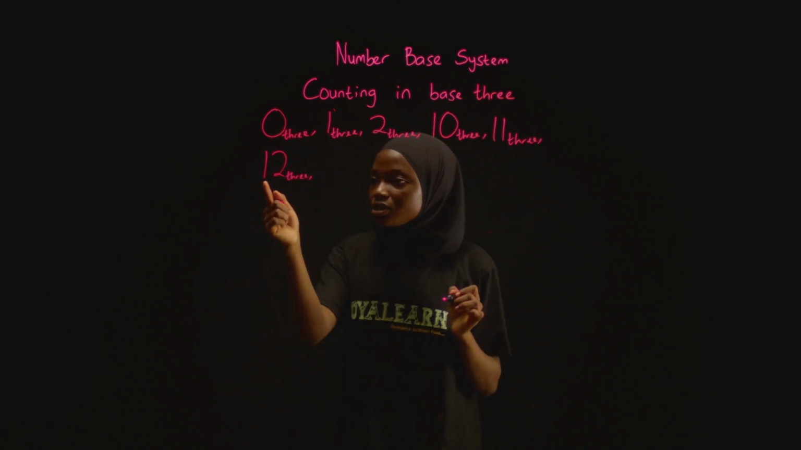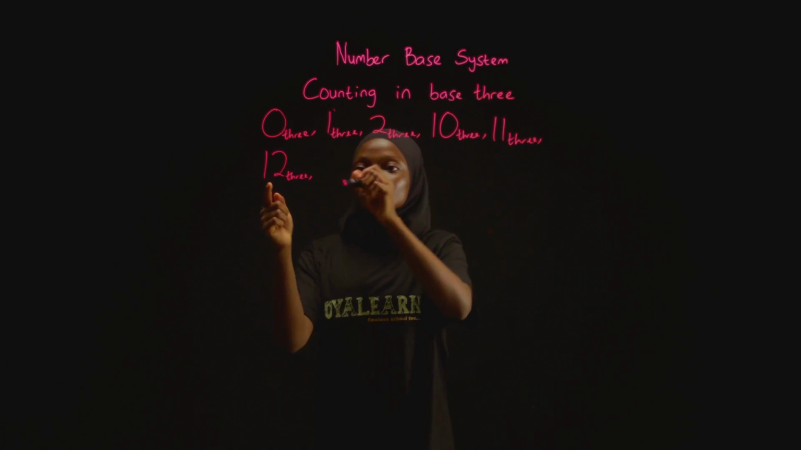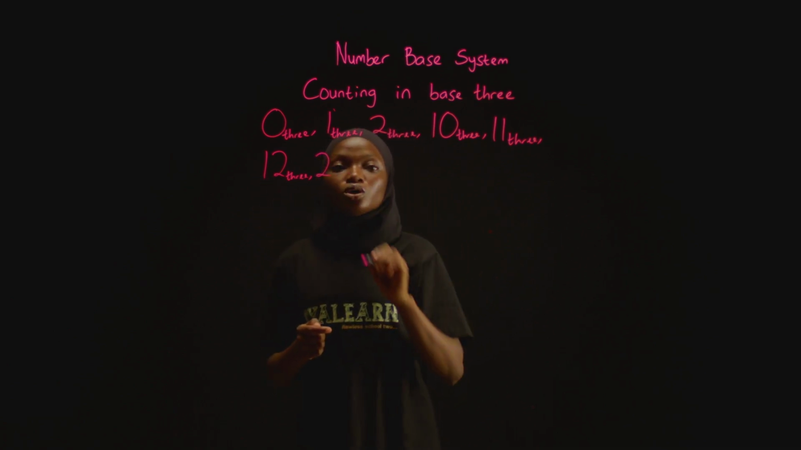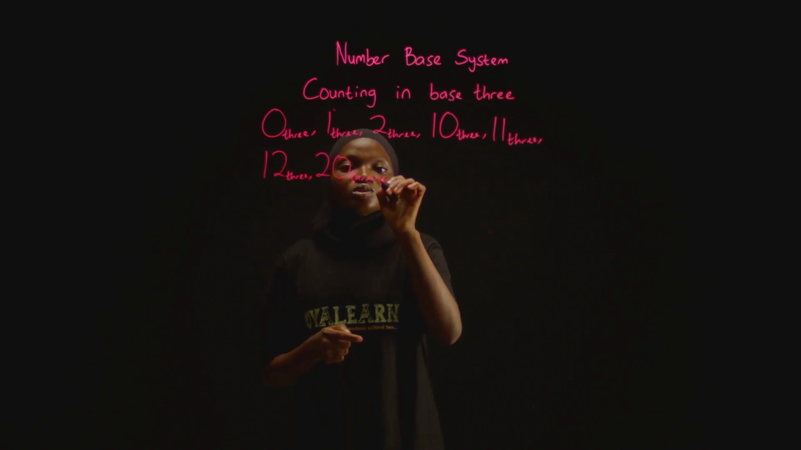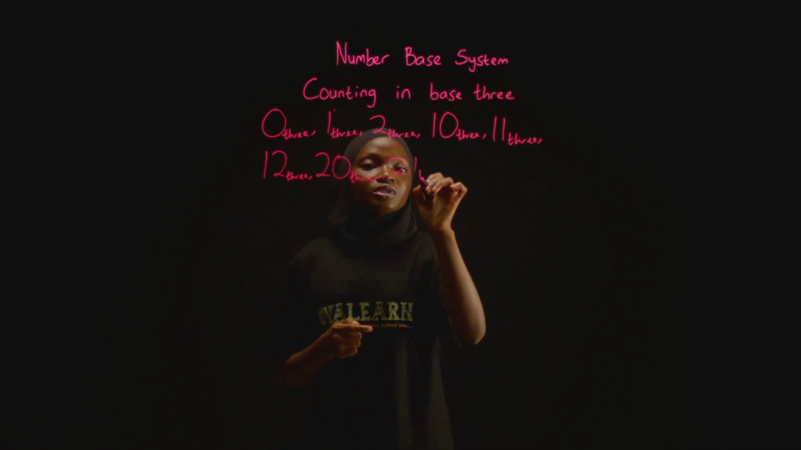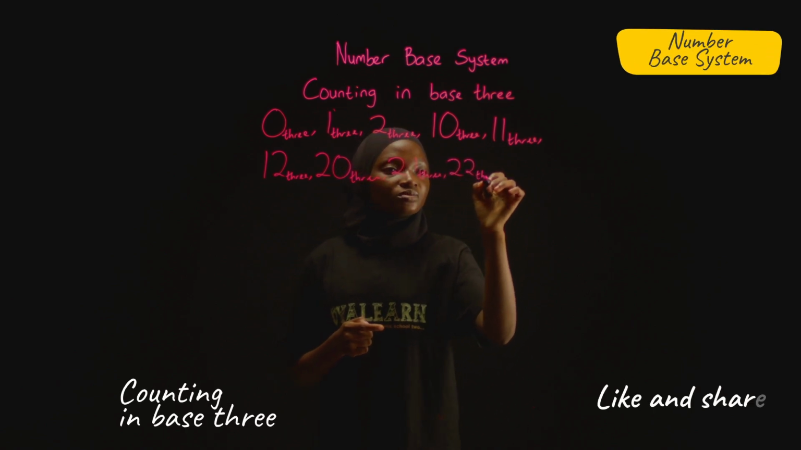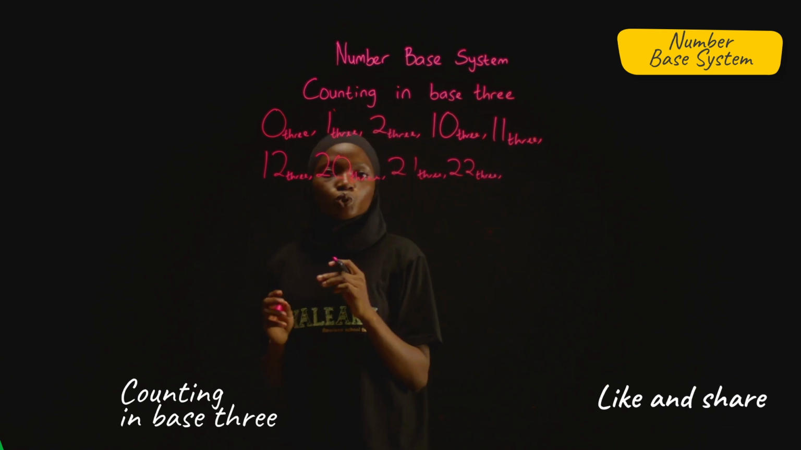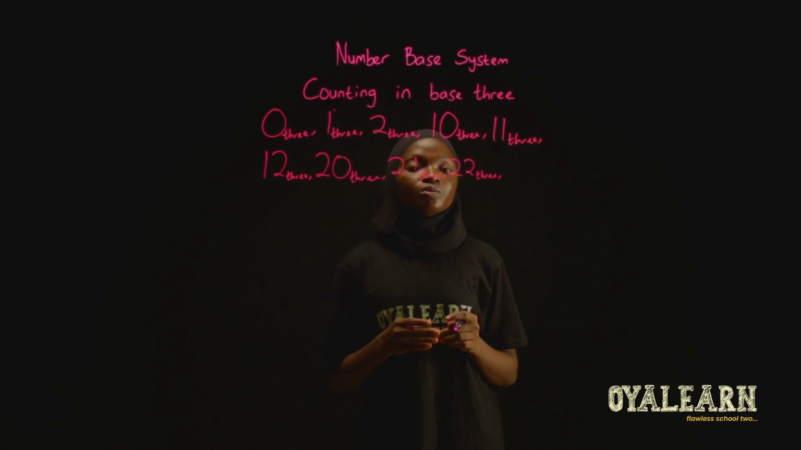We go back to these digits and we replace it with the other digits we have left. We have 2. So we have 2 0, base 3. 2 1, base 3. 2 2, base 3. And that's all for 2-digit numbers in this counting system. Move on to 3-digit numbers.